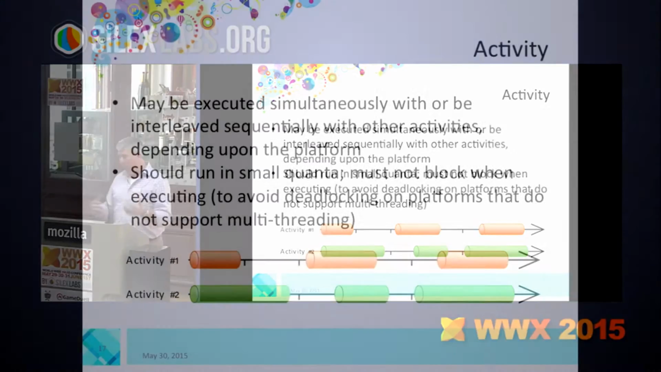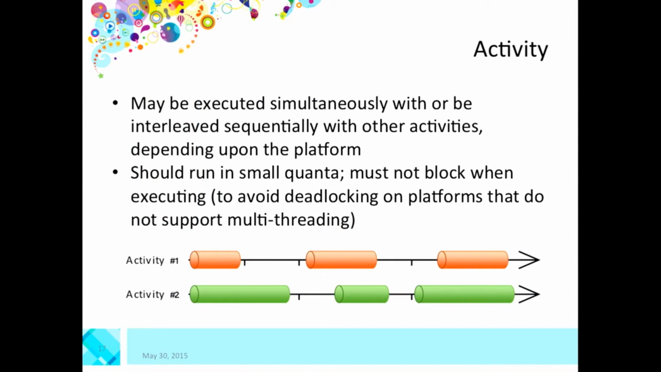Another important point about the activities as we conceived of them is that they can actually be executed simultaneously. The model says that it should be possible for that to happen. So you have to be aware of that when you write your code, that two separate activities might be running at the same time, if the platform that you're targeting supports that. And again, they should run in small quanta. So here we can see a couple of activities, sometimes running separately, sometimes running overlapped.